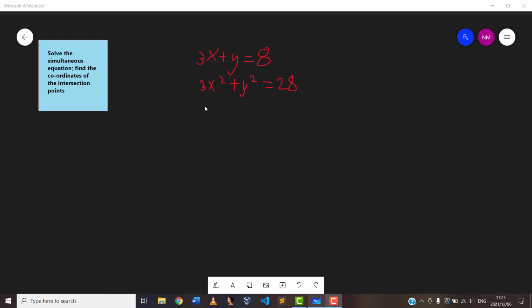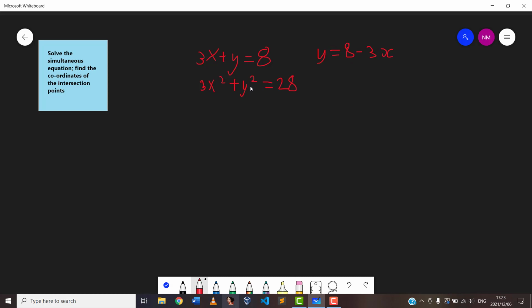Right, let's now do a simultaneous equation. Let's try to find the coordinates of the points of intersection between this equation and this equation here. The first step, for the top one, since that's easier to do, is to find an expression for y. So we can say y equals 8 minus 3x. Then that y value, we can use to work over here.